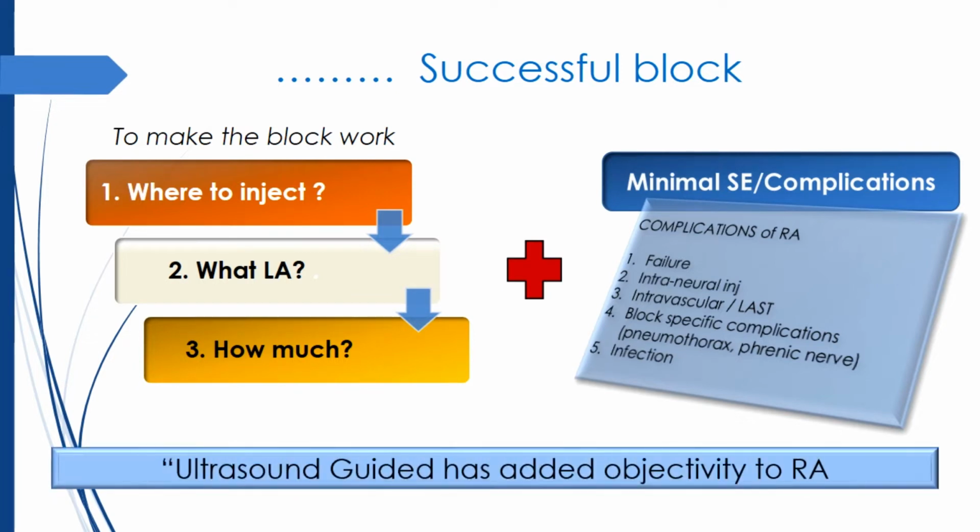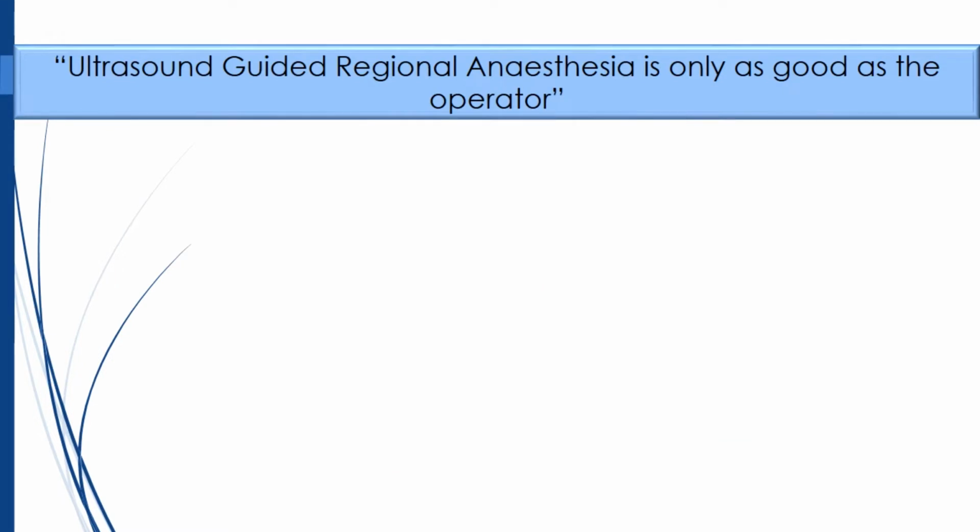And ultrasound has added objectivity to regional anesthesia. We are now able to see where to inject. By looking at the spread of the drug, I can approximately interpret how much of drug to use. These two have grossly reduced the incidence of failure, and by being able to visualize the needle tip, I am able to avoid intraneural injection, intravascular injection, or damage to surrounding structures like pleura, etc. Bear in mind that ultrasound guided regional anesthesia is only as good as the operator himself.